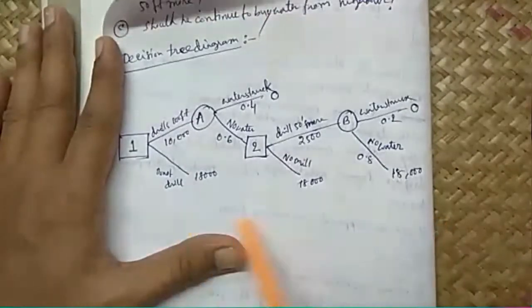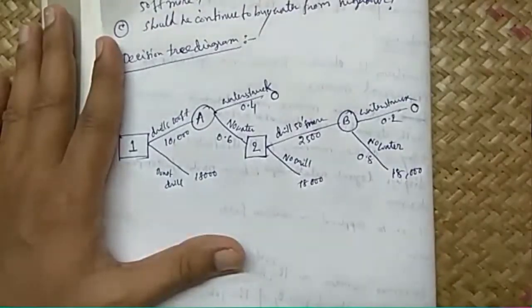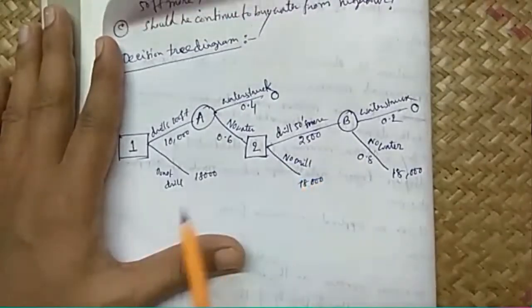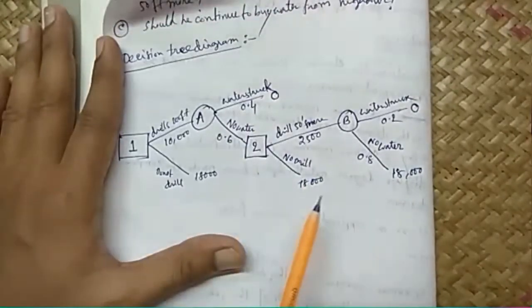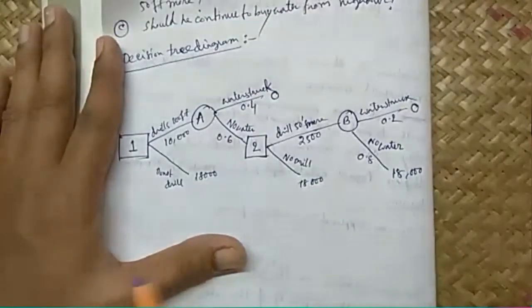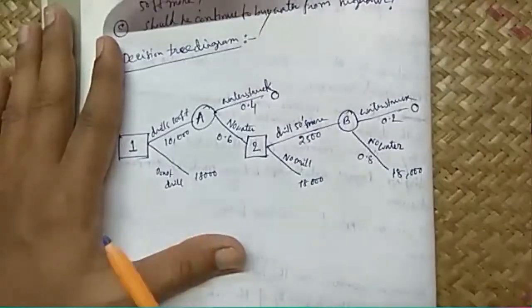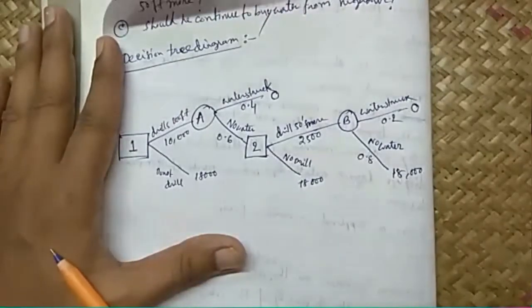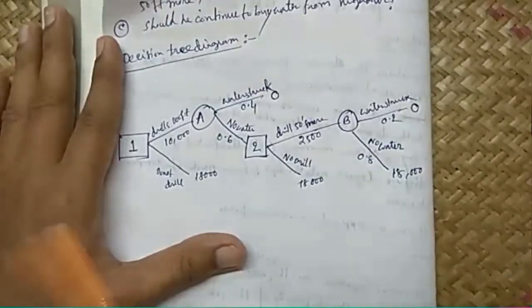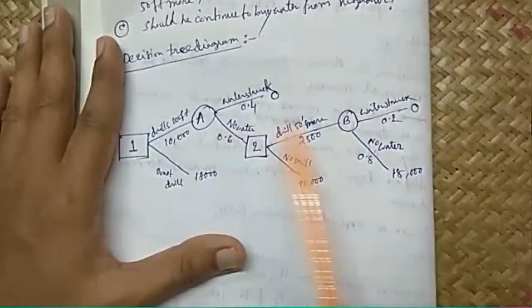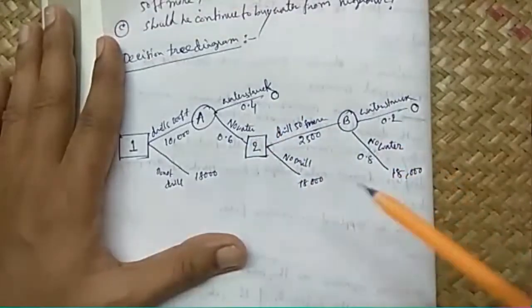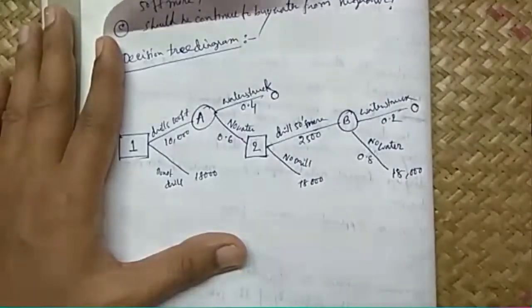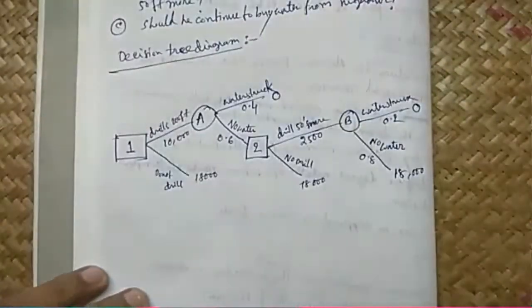Have you understood how we have made the decision tree? Yes, sir. So you have to choose carefully when you take a decision node and when you take a chance node or event node. For each decision, you have to write the cost. And for each chance node also, you have to write the cost. And you have to write the probabilities at the end of the chance node. So here, A and B are the chance nodes. The probabilities are written here, 0.4, 0.6, and here 0.2, 0.8. So this is how you must draw the tree.